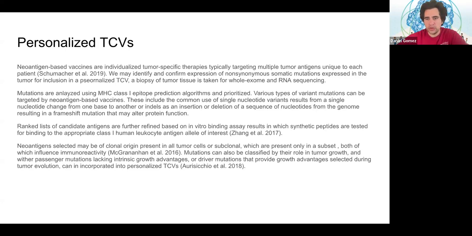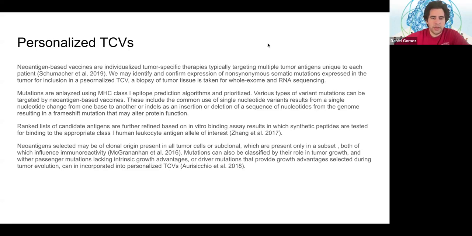These include single nucleotide variants, resulting from a single nucleotide change from one base to another, and indels, as insertion or deletion of a sequence of nucleotides from the genome, resulting in frame shift mutations that may alter protein function. The ranked list of candidate antigens is further refined, and we can do in vitro binding assay results with synthetic peptides that are tested for binding to the appropriate human leukocyte antigen allele of interest.